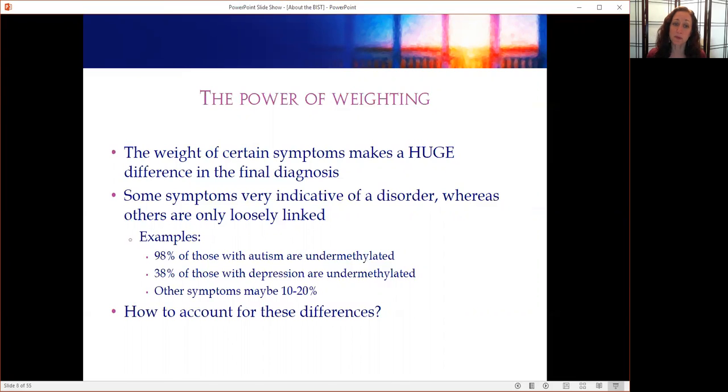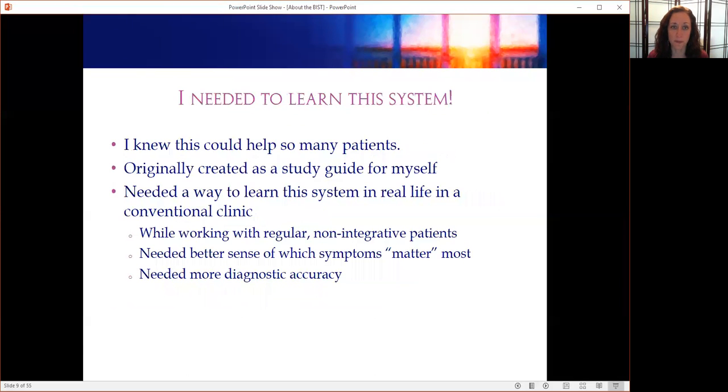So some symptoms are very, very tightly indicative of a disorder, whereas others are more loosely linked. So for example, 98% of people with autism are undermethylated, whereas only 38% of people with depression are undermethylated. And then there are other little traits where maybe the symptoms are only 10 or 20%, but they're still significant. So how do we account for these differences and make sure that in our minds, when we're diagnosing a patient, we are mentally weighing those different amounts?